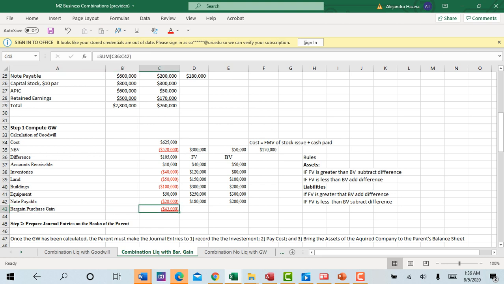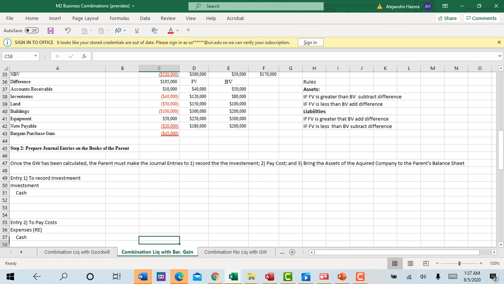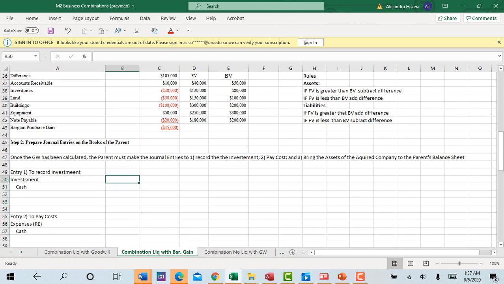If this number is positive, you have goodwill. It's an intangible asset, which you don't write off, by the way. If you have a negative number, it's a bargain purchase gain, and we're going to call it like a gain. The reason we call it a bargain purchase gain is because it seems like you got a bargain on this deal. I don't know what the fair value is, but you were able to get this company for $45,000 less than its fair market value. That's what that means.